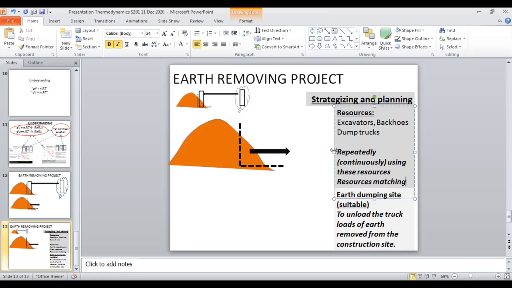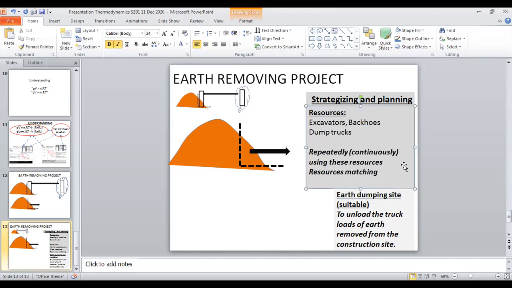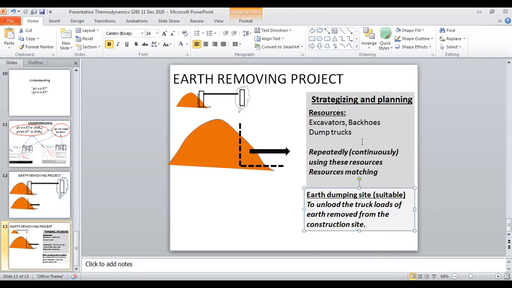Because if you take dump trucks and you have very few backhoes and excavators, the dump trucks have to wait. Idling time is too long and it's a loss. It means dump trucks should always be on the move. Excavators should be continuously operated. Backhoes should be continuously operated. Right?